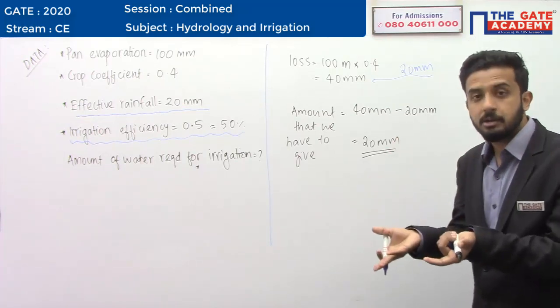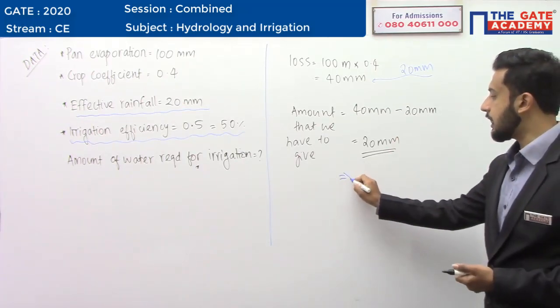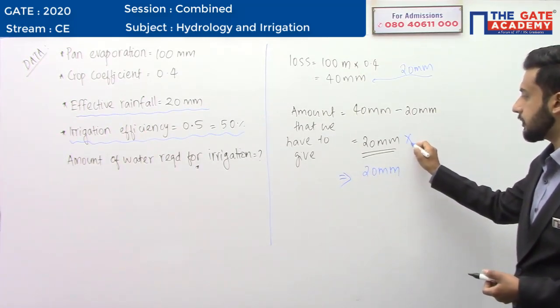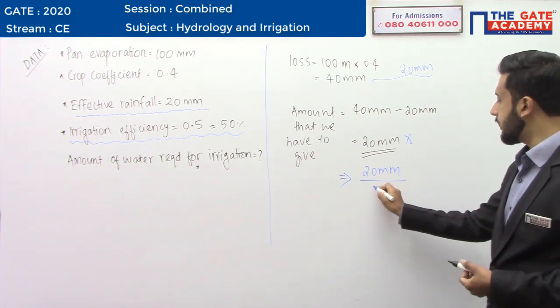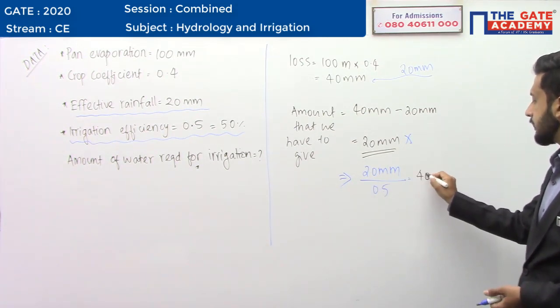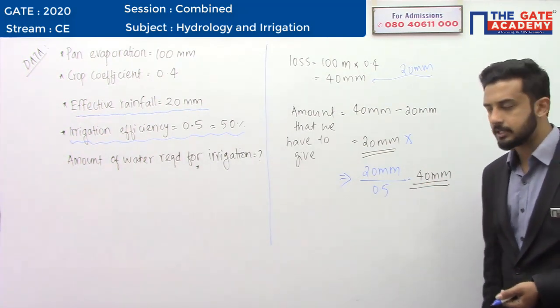I have to give double of that, then only half will be remaining here, na? Which means how much do we have to finally give? 20 mm. So this is not your final answer. 20 divided by 50 percentage, which means how much will it be? 40 mm. See, if I am giving 40 mm, my irrigation efficiency is 50 percentage.